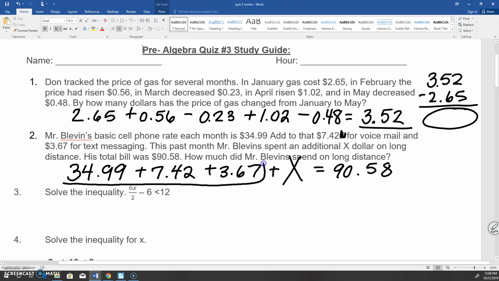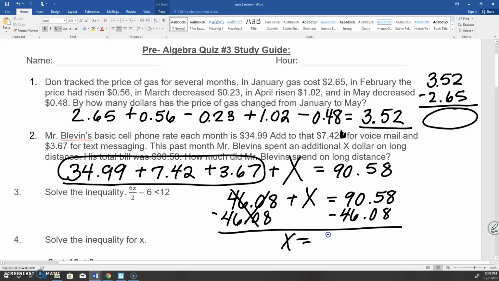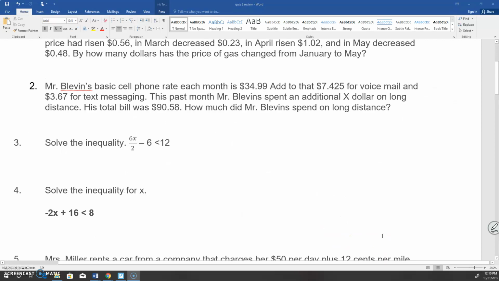If you add all this up, what do you get? $46.08 plus his long distance equals $90.58. How do I find his long distance? Subtract 46.08 from 90.58. So how much did Mr. Blevins spend in long distance? $44.50.